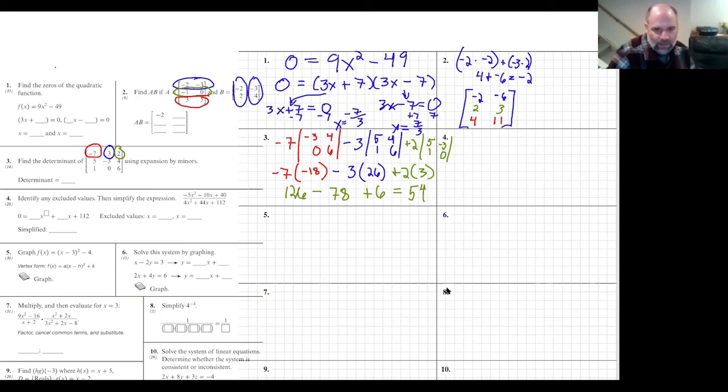Okay. All right. Next, number 4. Identify any excluded values. Excluded values are zeros in the denominator. So we do need to factor and then simplify the expression. Simplify the expression means cancel out any factors or take out any common factors from the top and the bottom. So that's what we have to do. We've got to factor these two guys first.